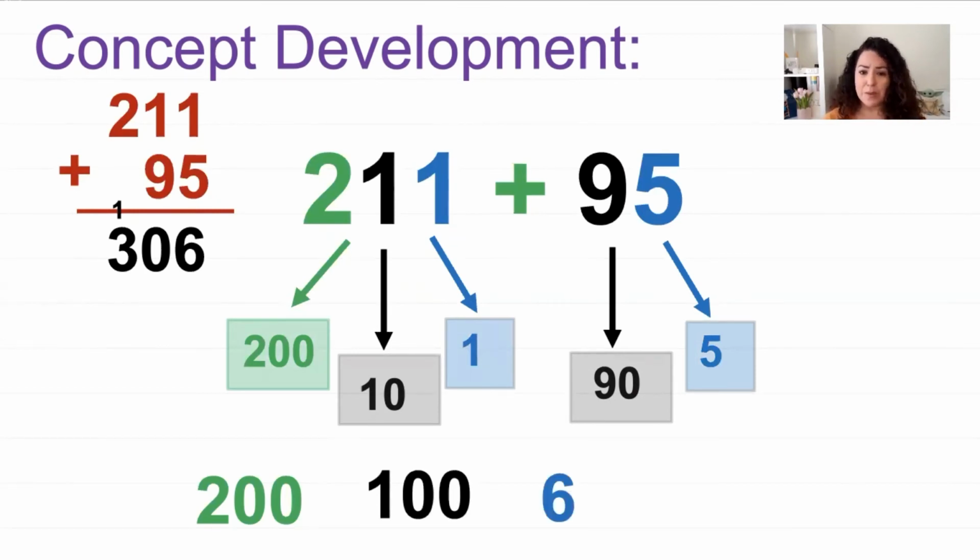Now you're probably wondering, Mrs. V, what are you going to do with all these numbers? Well, I'm going to add them. So when I add them, I have 200 plus 100, that's 300, and then 6 more is equal to 306. Do you see how I got the same answer by just using expanded form and adding my numbers that way? If this is a way that you like, you can use this way too.